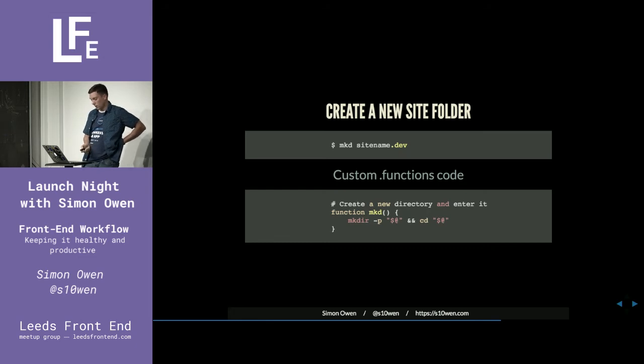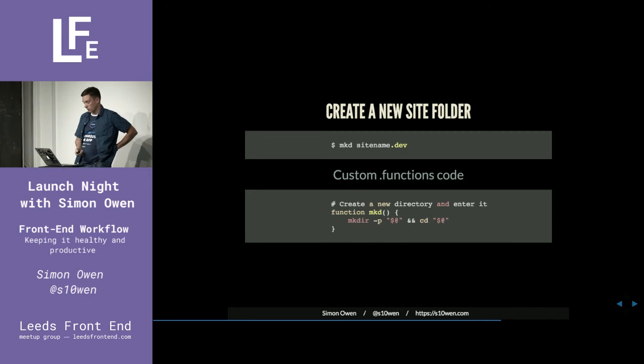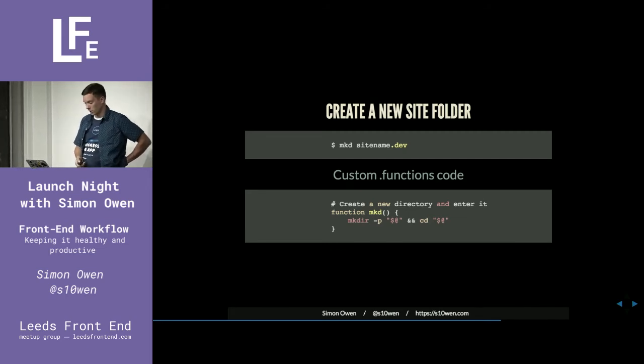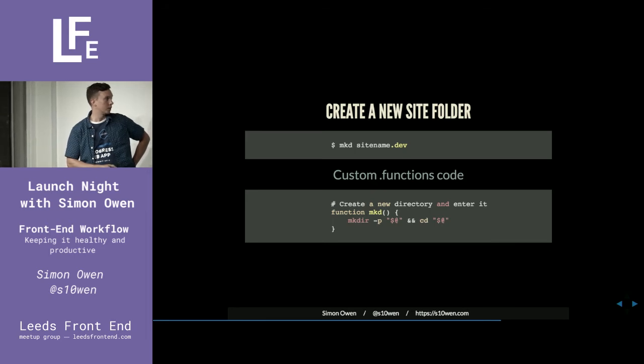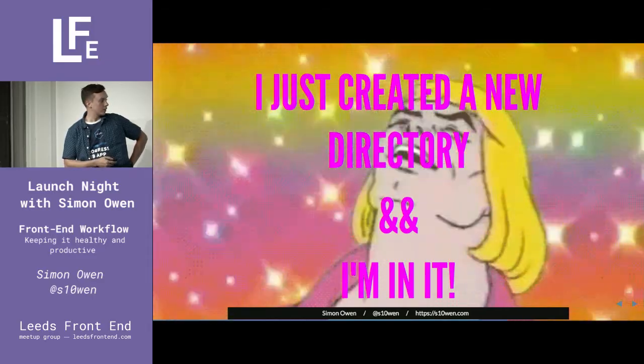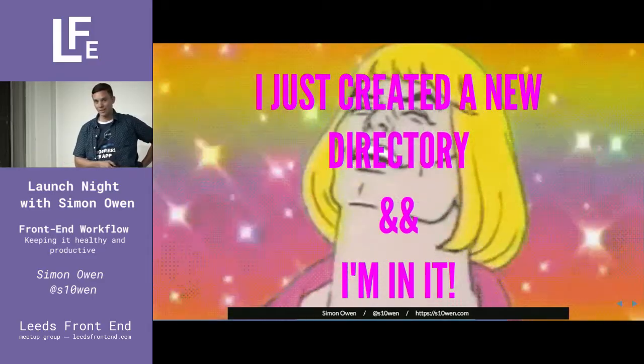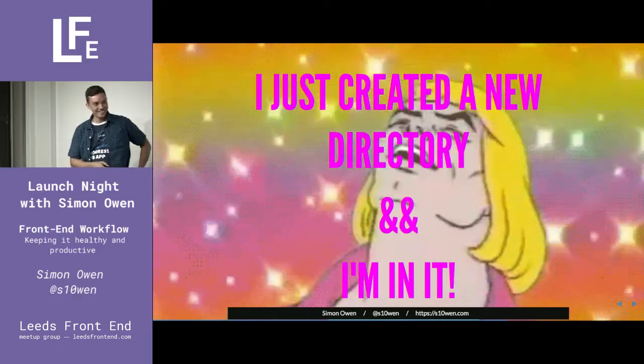Quite often I want to start a new project by creating a new directory and then do something inside of that directory. Ordinarily you do mkdir, which makes the directory, and then you have to cd into it, so it's two steps. I've got this in my functions here. It's a function that's just mkd, and what this allows me to do is mkd my site name dot dev or whatever you want to call it, and then it creates the directory and also puts you in it, in one hit.